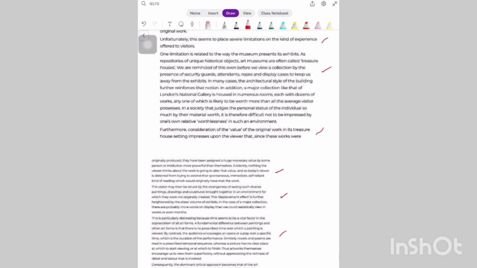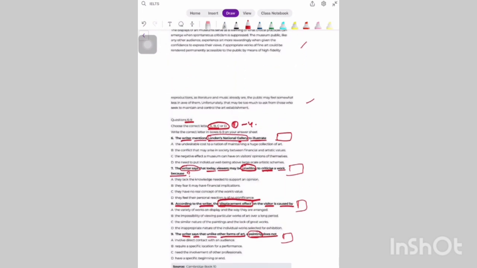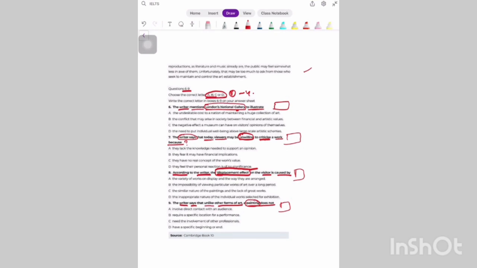Okay, I've spotted the word London National Gallery here. In addition, a major collection like that of London's National Gallery is housed in numerous rooms, each with dozens of works, any one of which is likely to be worth more than all the average visitor possesses. So, the writer mentioned London National Gallery to illustrate an undesirable cost to a nation of maintaining a huge collection of art, the conflict that may arise in society between financial and artistic value, the negative effect a museum can have on visitors' opinion of themselves, the need to put individual well-being above large-scale artistic schemes.